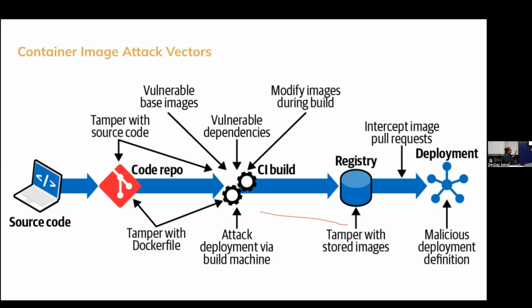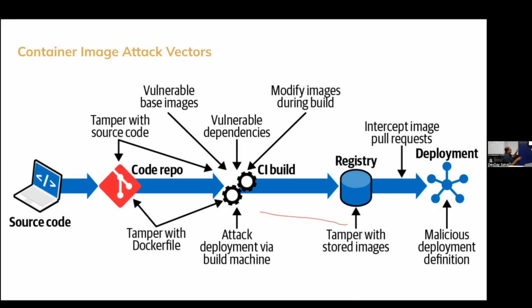So you can see that on the left side you have a source code, and you publish it to a code repo that goes to the CI build, then from that registry and deployment. But in between this cycle, you can see that the source code can also get tampered. Someone can tamper with the Docker file as well. The base image that you're using could be vulnerable. The dependencies, the libraries that you're using, could have a vulnerability. Then someone could attack your CI build itself. Let's say whatever you're building, they are replacing it with something else in the CI build itself.